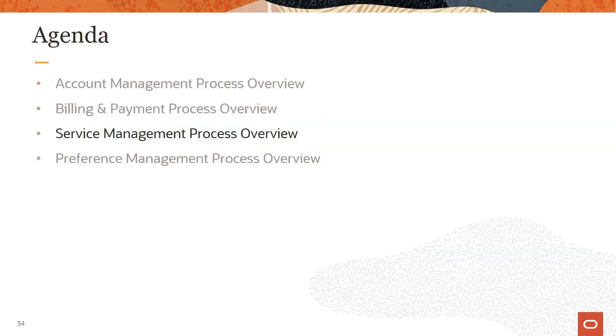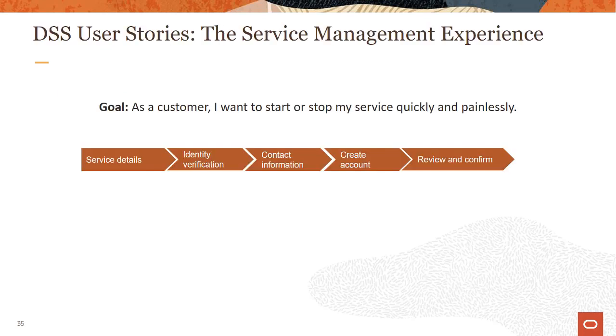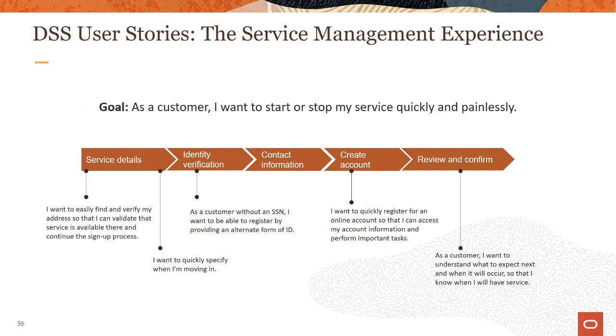Next, let's look at the service management process overview. Customers moving in or out of the utility territory want the peace of mind that their lights will be on or that the water will be running at their premise when they show up. DSST makes this simple and establishes trust from the beginning of the relationship by taking customers through a guided setup flow and prompting them for what will be needed along the way.